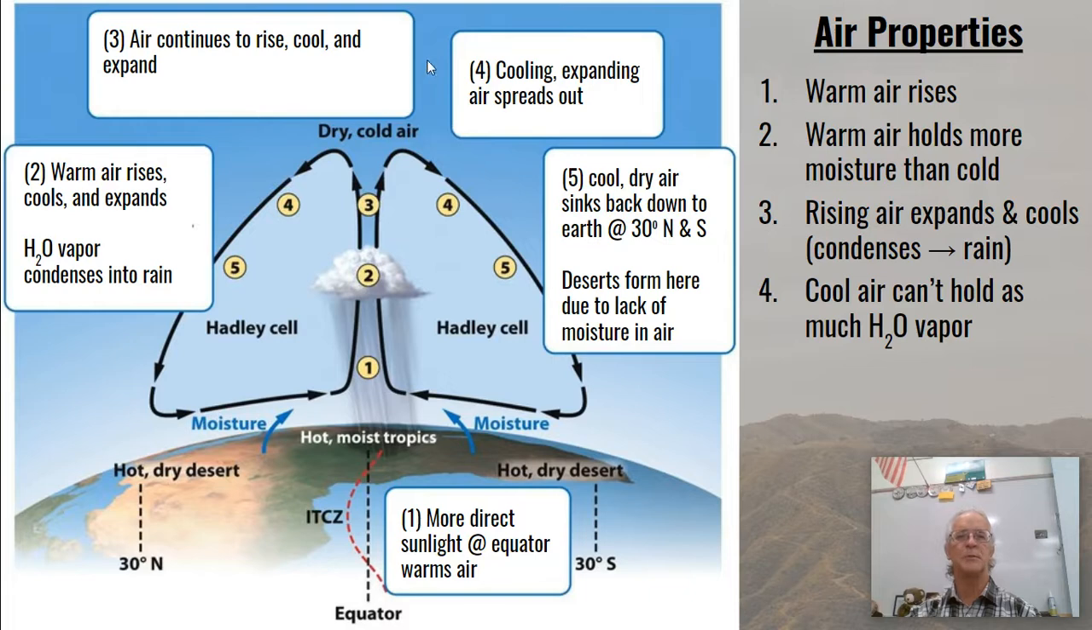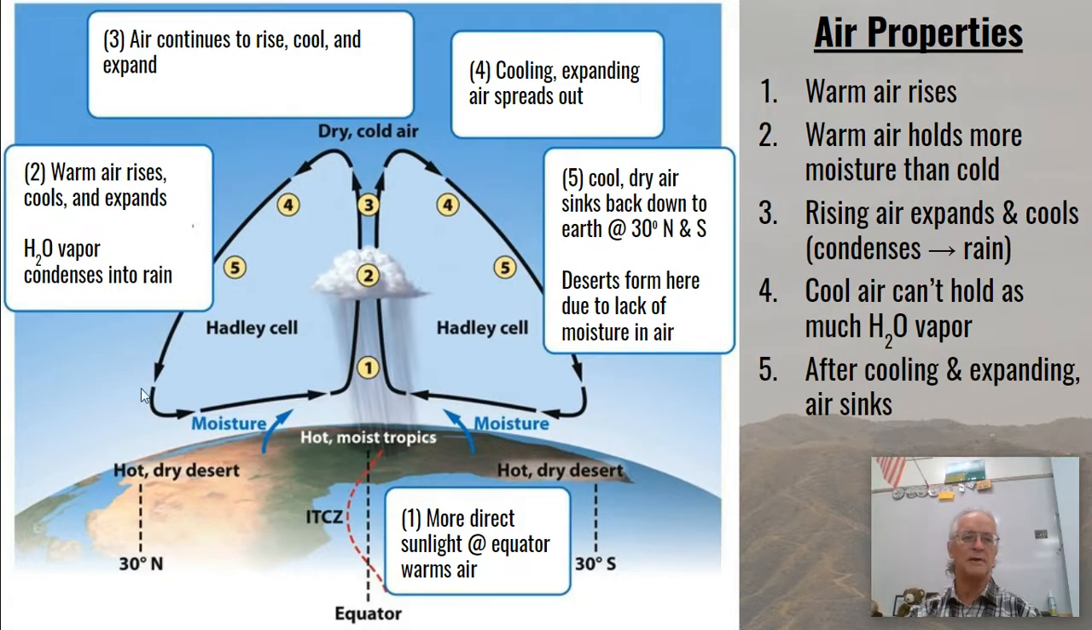Now, once it gets up very, very high, it has no place to go. It can't go up any farther, and so it's going to go north. Half of it's going to go south, but it has very little moisture in it. Eventually, it's going to come back down.